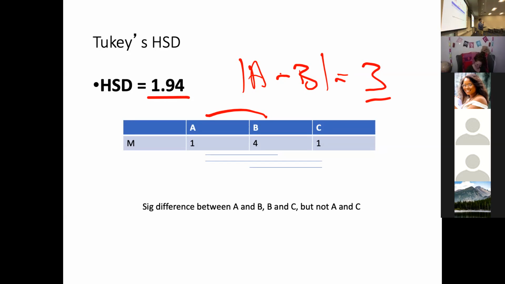I just did the absolute value. So it's the unsigned difference between the two of them. Yeah, it's a good question. So don't worry about the directionality of which you're subtracting from which. Just take the absolute value of that difference. So if it's a negative sign, just drop it, in this case only. We also know that there is a 3-unit difference between the mean of B and C. So there's a significant difference between that. And there's a 0-unit difference between A and C, so there's no significant difference there.